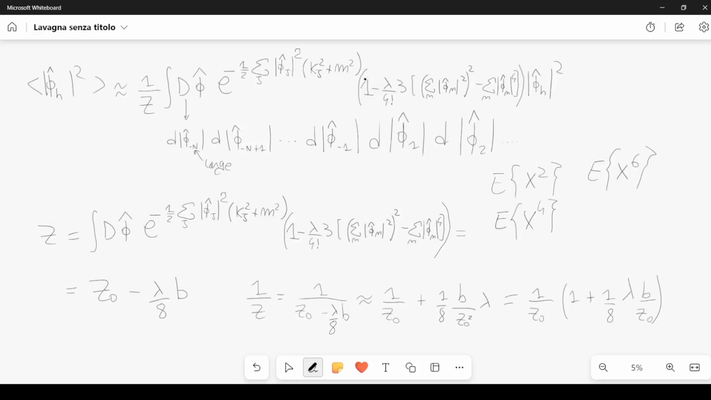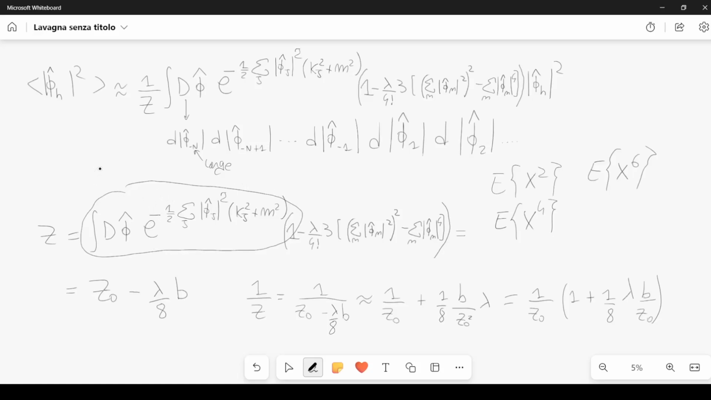So here we have lambda as well. This is Z, but in the expression for the propagator we have 1 over Z. And 1 over Z, as we saw last time, can be expanded like this. So we have 1 over Z0, where Z0 is simply this integral here, where we have just 1 inside the integral and then this exponential.